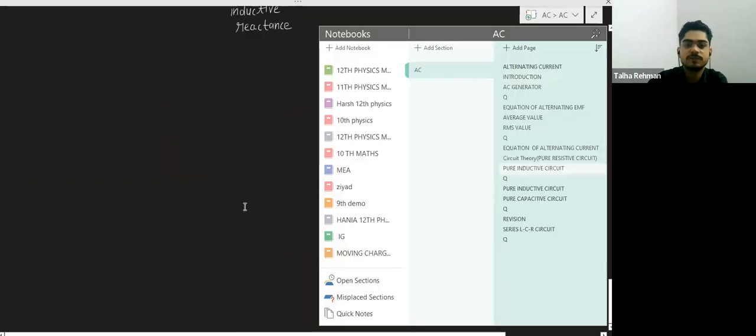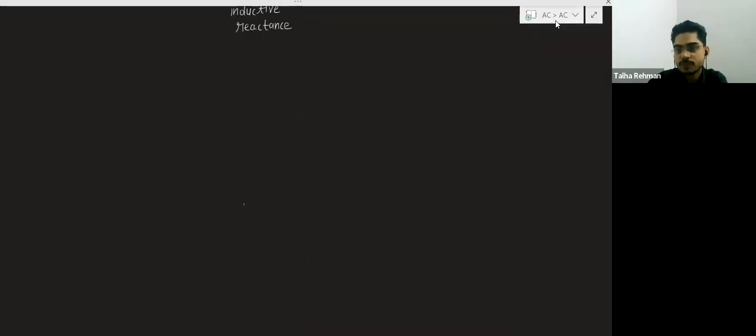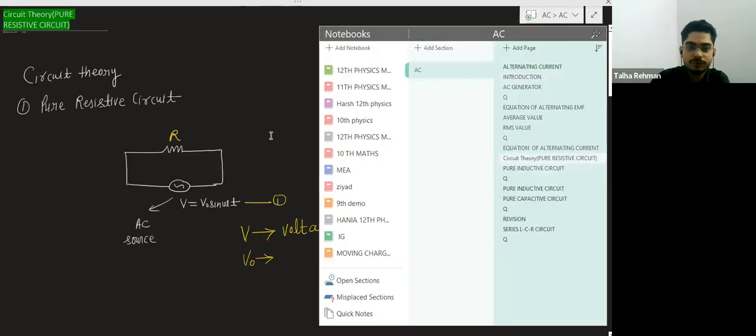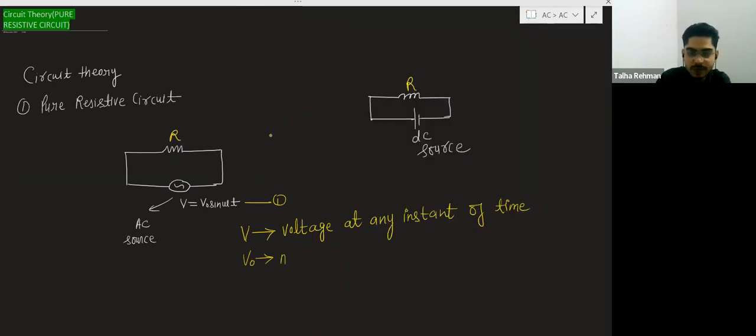So here V naught is the maximum value of voltage. Maximum value of voltage. Omega is the angular frequency.